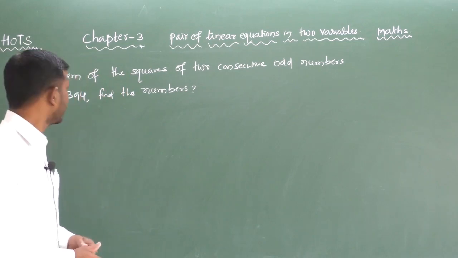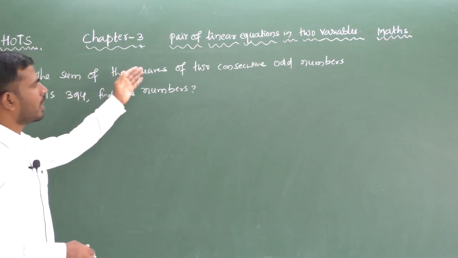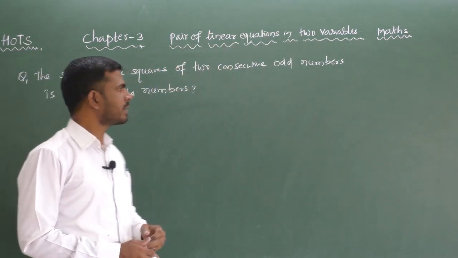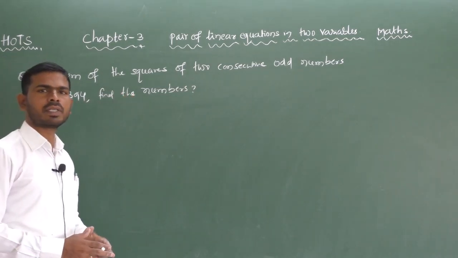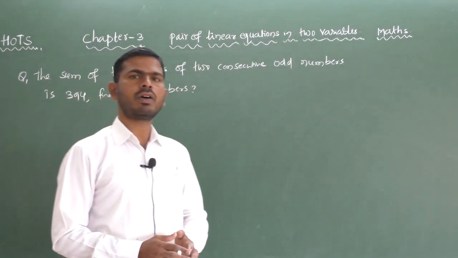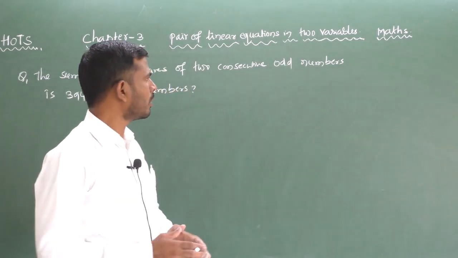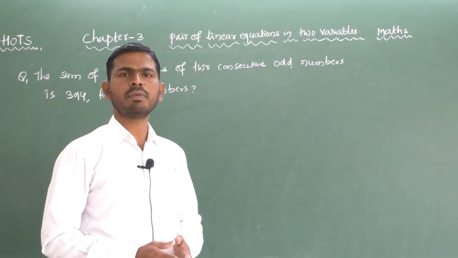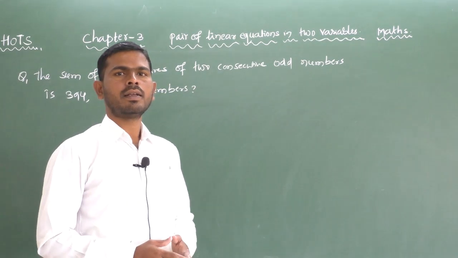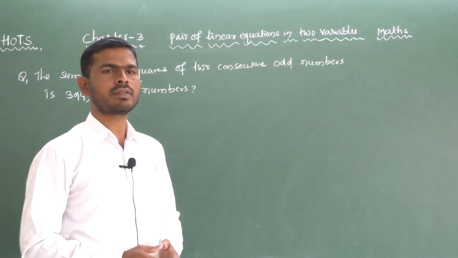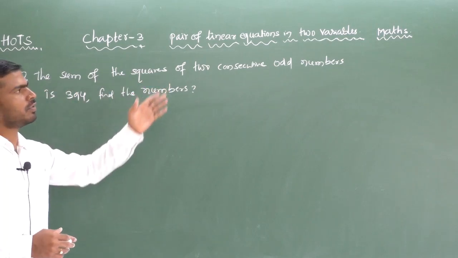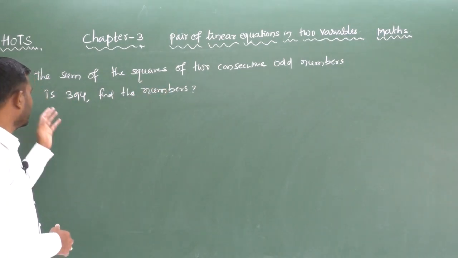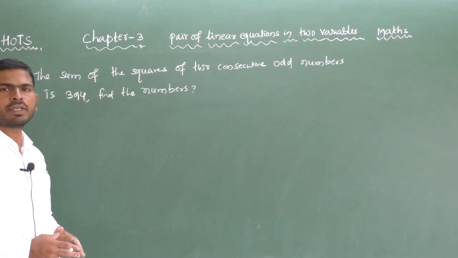The question is: the sum of the squares of two consecutive odd numbers is 394. You have to find the numbers. So two consecutive odd numbers are given, and in the same way two consecutive even numbers may be given. So how do we find those numbers? Let us discuss. The sum of the squares of the two consecutive odd numbers is 394. Find the numbers.